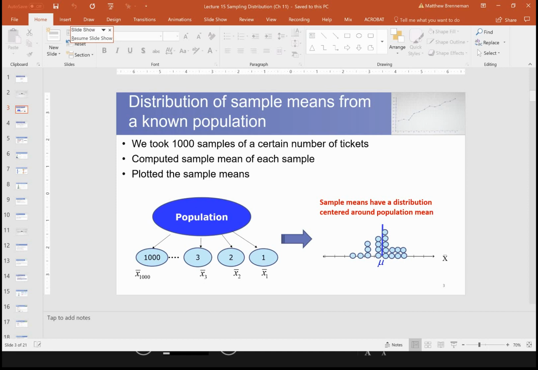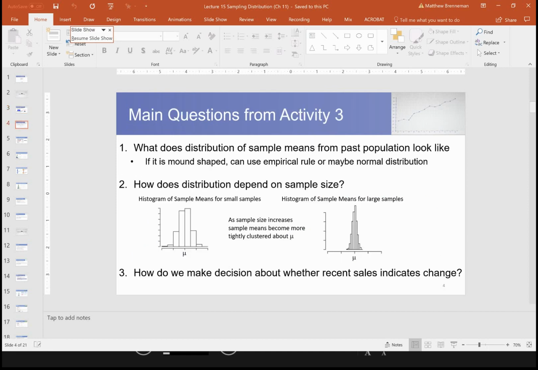And then we plotted those sample means. We wanted to try to understand what that plot should look like. So we want to go through this in some detail. First of all, we want to know what this thing should look like. If the distribution of the sample means looks bell shaped, we'd like to know is that normal, so that we can use the empirical rule. We kind of have a little bit of a clue as to what should be going on.